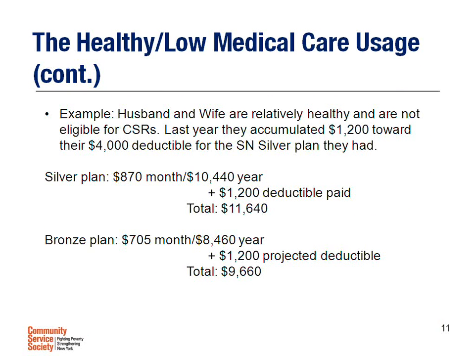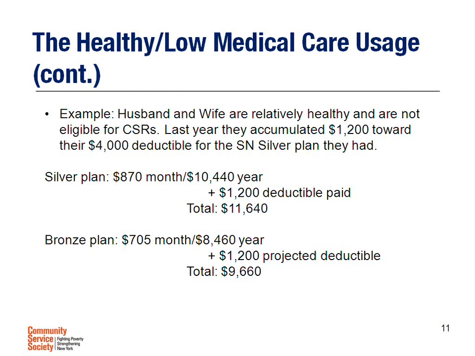So here, we did the math. The silver plan, the cost for a couple's plan is $870 per month. It's $10,440 per year. They paid $1,200 in deductible, meaning they didn't even meet their full deductible. So last year, they ended up spending with premiums and deductible $11,640. They expect to have a similar usage this coming year.